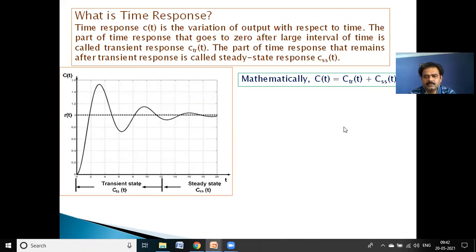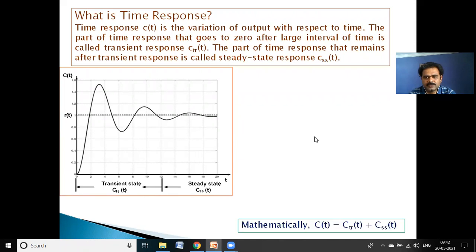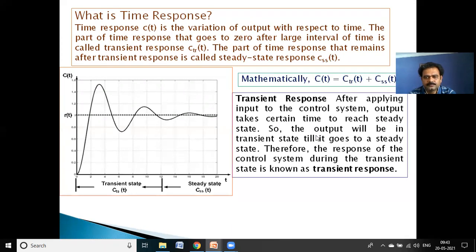Mathematically, c(t) can be represented in this fashion. Now, the same thing I have said: transient response. After applying the input to the control system, the output takes a certain time to reach steady state. So the output will be transient till it goes to steady state. Therefore, the response of the control system during the transient state is known as transient response. This period is called transient response.